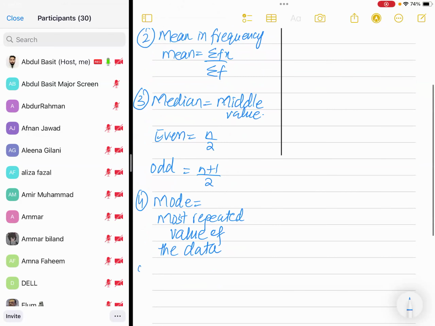And the last one in the easy portion is the range. I will share the notes, okay? Range is the highest value minus the lowest value.